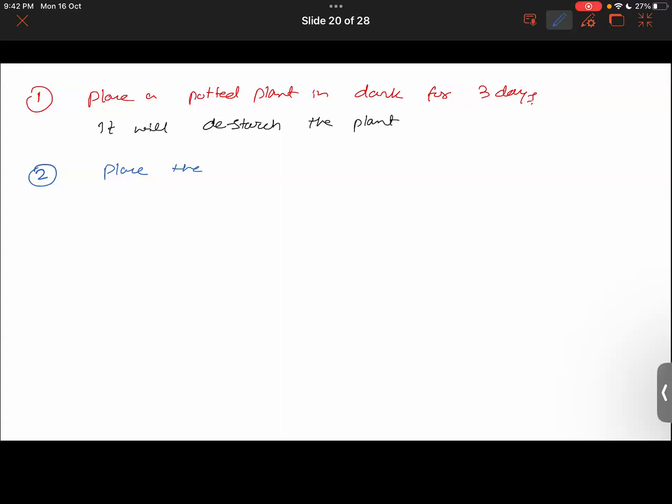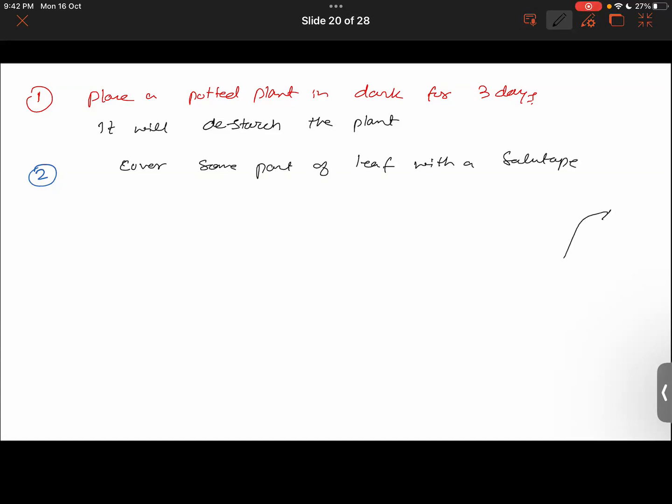So, what will we do next? Before you put it in the sunlight, cover some part of the leaf with a cellotape or a sheet of paper.